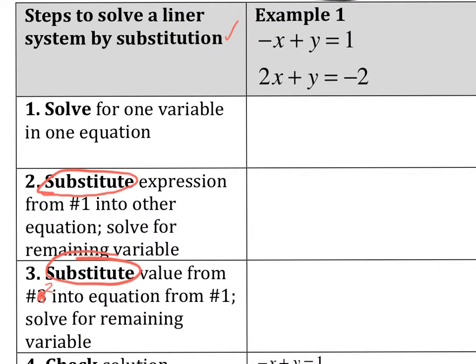Okay, so first step. Solve for one of the variables in one of the equations. It never matters which, but I'll give you a hint.